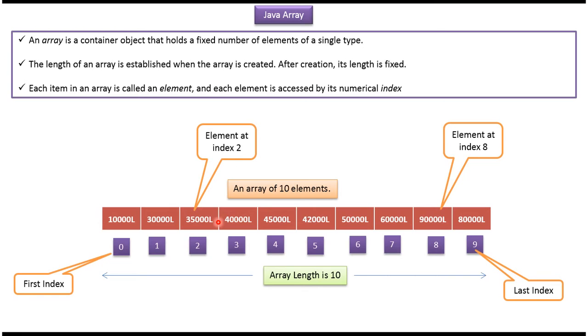Array is a container object that holds a fixed number of elements of a single type, and the length of the array is established when the array is created. After creation, its length is fixed. We cannot change it. Each item in an array is called an element, and each element is accessed by its numerical index. We will see one example now.